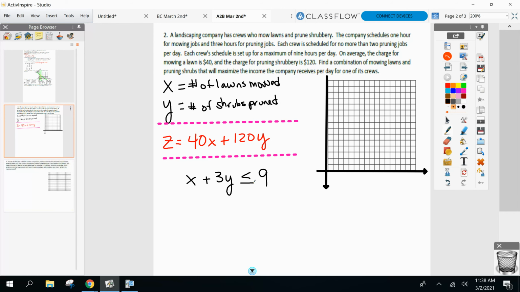Ellie, you good? Yep. Darn right. And then there's one more restriction, isn't there? You can do no more than 2 prune jobs a day. I just made that awful. Prune jobs. That doesn't sound right.